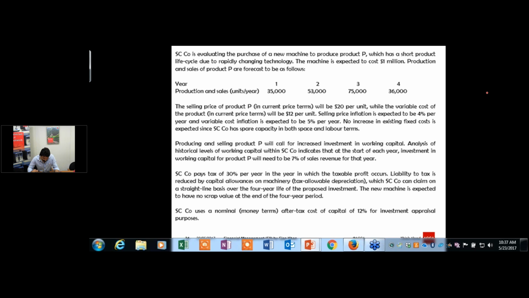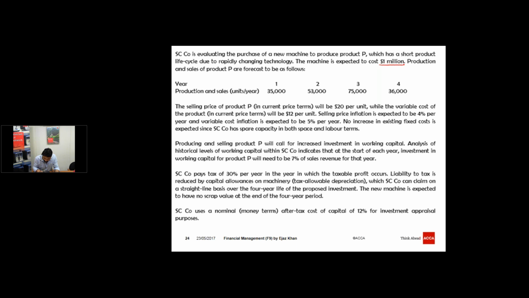SC is evaluating the purchase of a new machine to produce product P, which has a short product life cycle due to rapidly changing technology. The machine is expected to cost $1 million. This is our initial investment. Production and sales of product P are forecast to be as follows. Production and sales in units every year, these are the sales in units. So it's a 4-year project actually.